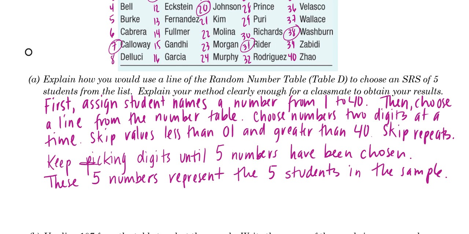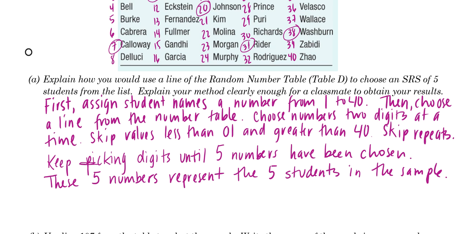Okay, that'll do. So first assign students' names and number from 1 to 40. Choose a line from the random number table. In this case, they're going to make you choose line 107 later. Then choose numbers 2 digits at a time. Skip values less than 01 and greater than 40. Skip repeats. Keep picking digits until 5 numbers have been chosen. These 5 numbers represent the 5 students in the sample.